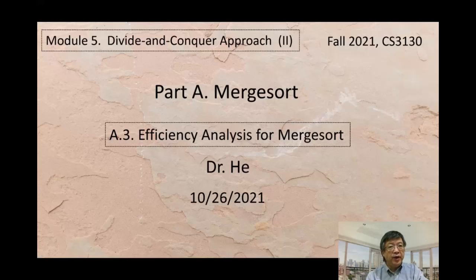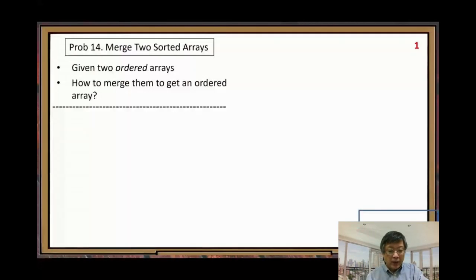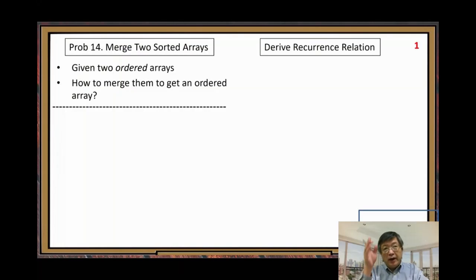Part 8.3, Efficiency Analysis for Mergesort. In this part, let us do the efficiency analysis. Now, first, let us derive the recurrence relation for the Mergesort. Let us just use a diagram. We can easily see the recurrence relation.